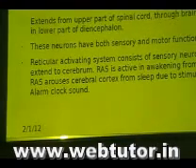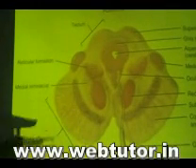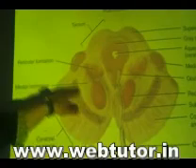If you see the diagram, it's a transverse section. This whole thing forms the net on both the sides. It is extending perpendicular to the plane of the board, your reticular formation.